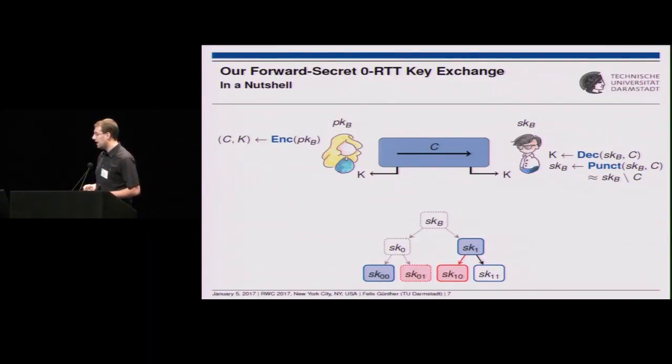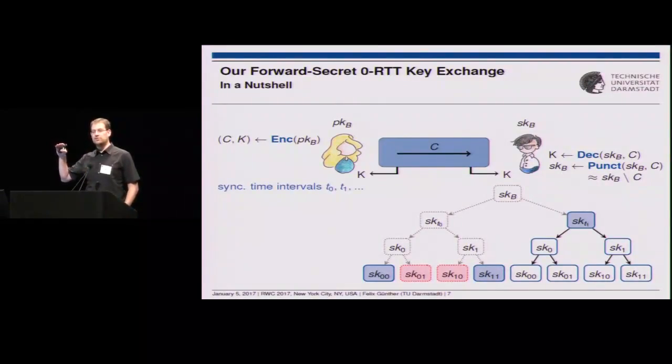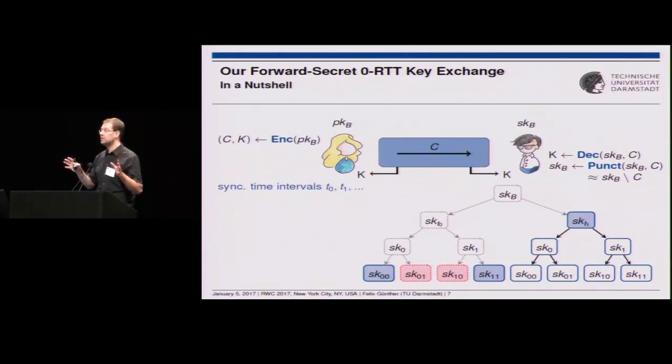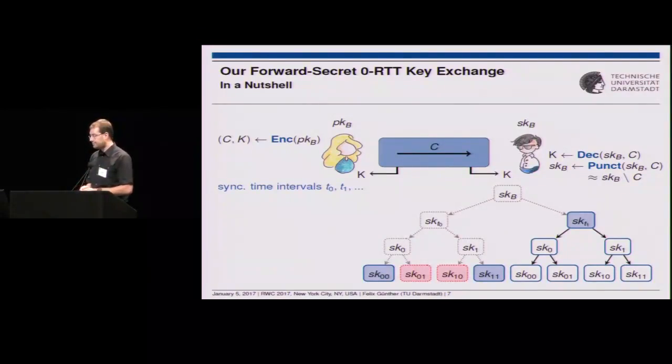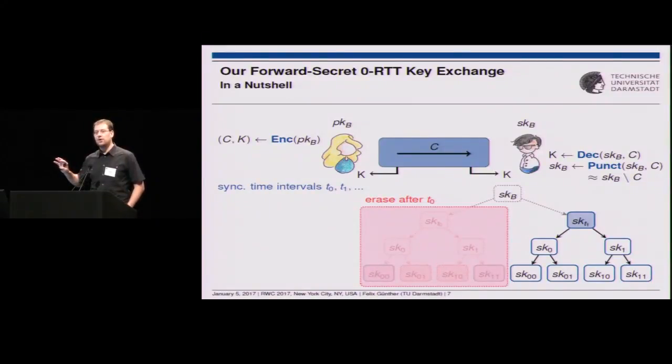Now, this process is repeated, and when the next ciphertext arrives, he first decapsulates the corresponding secret key and then punctures out this capability. Now, if Bob would just proceed like this, the secret key size would grow rather quickly, namely linear in the number of sessions that Bob is running. So we need to do some more here. What we do is add another layer on top of this tree, which divides the tree into some coarse time intervals the two parties agree on, and which can be, for example, days. When one time interval is over, Bob can simply remove the corresponding subtree, and by this reduce the size of the secret key back to a logarithmic amount of data to be stored.